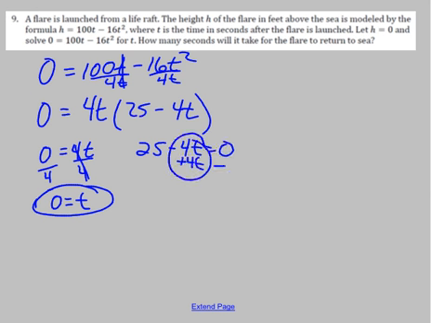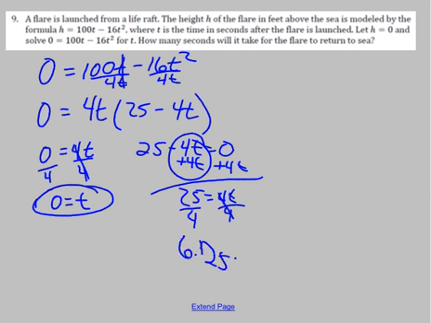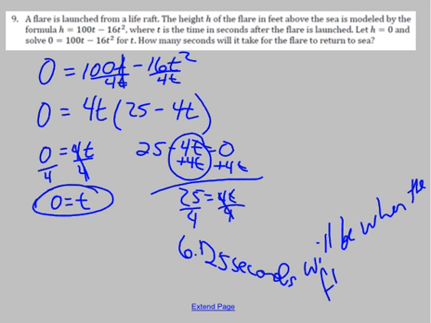then I could add 4t, 25 equals 4t, and this is equal to 6.25 seconds. That will be when the flare returns.